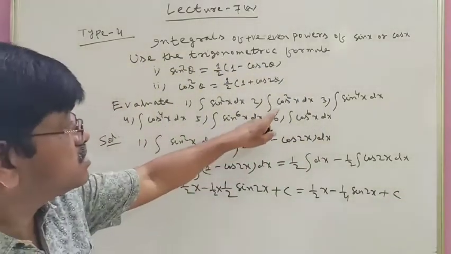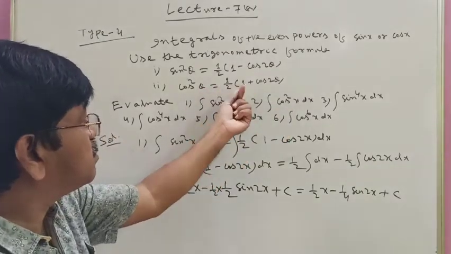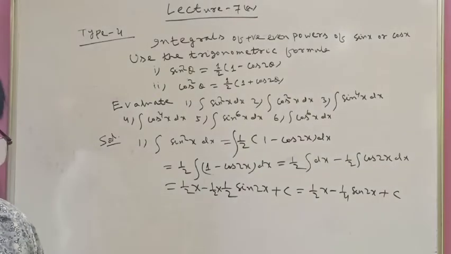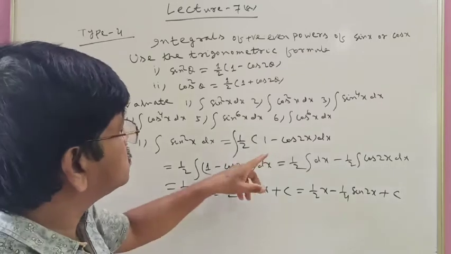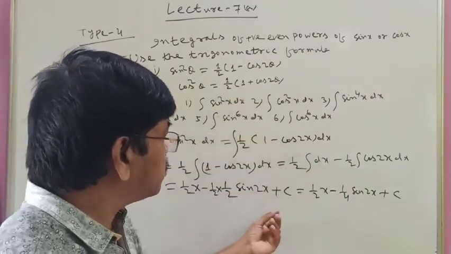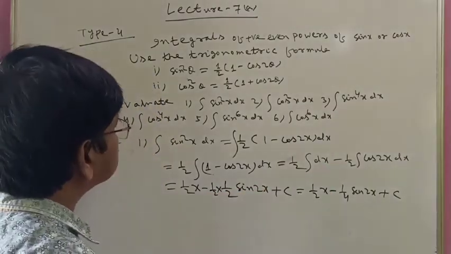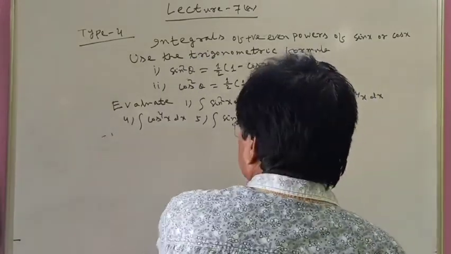Similarly, you can solve question number 2, that is cos square x. You can write the formula, half into integration of 1 plus cos 2x. That is very simple, just like this, so you can complete it. Only here the sign is minus, there it is plus, so this minus will be plus. So question number 1 is over, and question number 2 you can do.